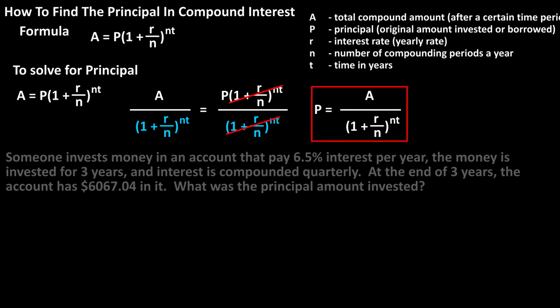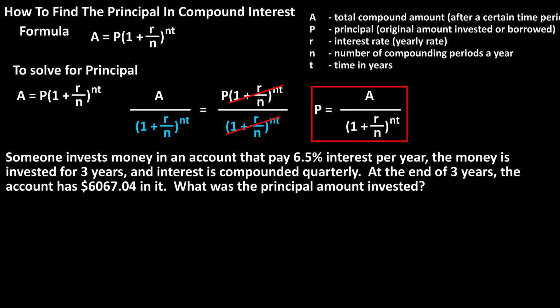As an example, let's say that someone invests some money in an account that pays 6.5% interest per year. The money is invested in the account for 3 years, and the interest is compounded quarterly, so 4 times per year. At the end of 3 years, the account has $6,067.04 in it. So what was the principal or original amount invested in the account?